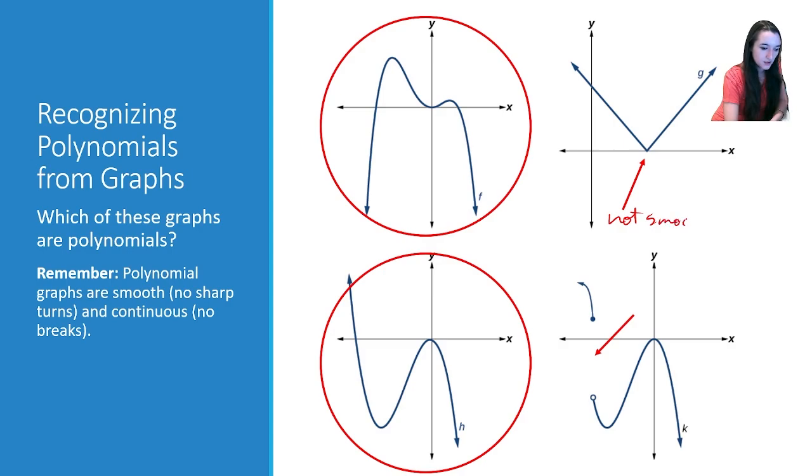And then the graph on the bottom right is not continuous. In order to draw it, I would have to do this and then pick up my pen and then put it back down to draw the rest. So this is not continuous.